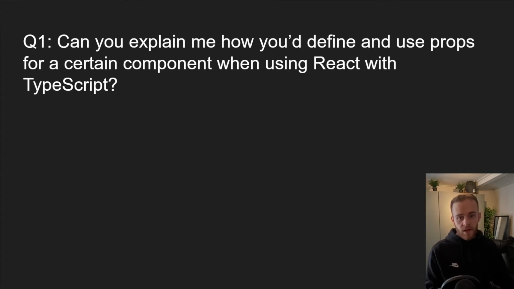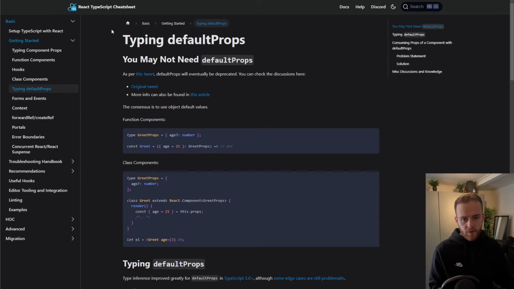So to give you an example, right here in the React TypeScript cheat sheet, which is a great source of information for using React with TypeScript, you would use something like this, right? So you have a type, you get your props right here, you define them, and then you can use them in your component by destructuring those props right here by assigning GreetProps to it.